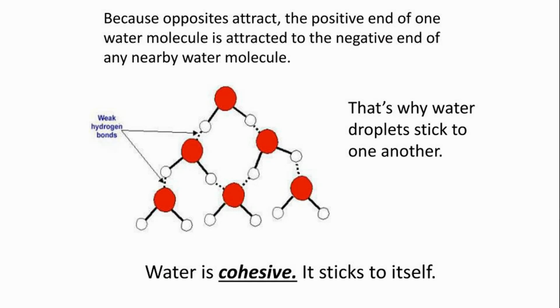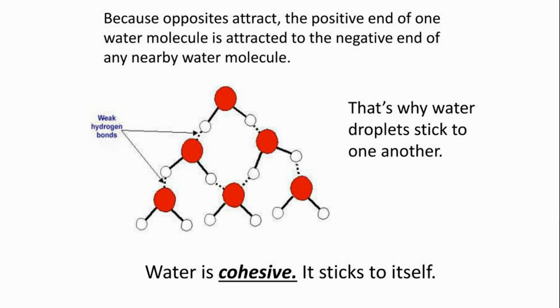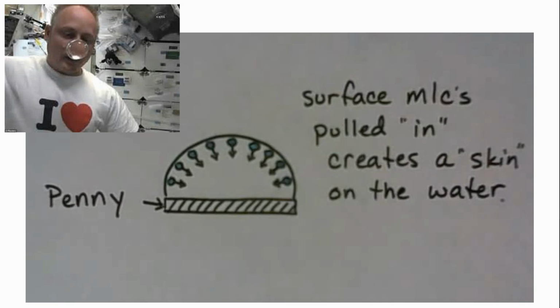So when it has the ability to adhere to something else, such as a penny or a pool or a bowl or a beaker, it will rather create a dome shape on the top. And this is why things float, because of the unique properties of water.